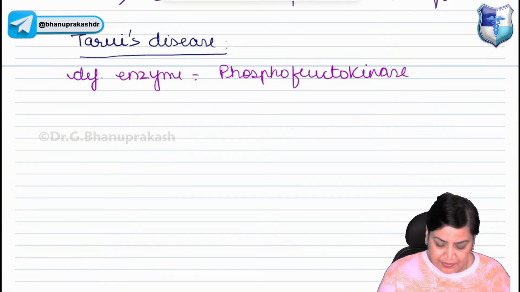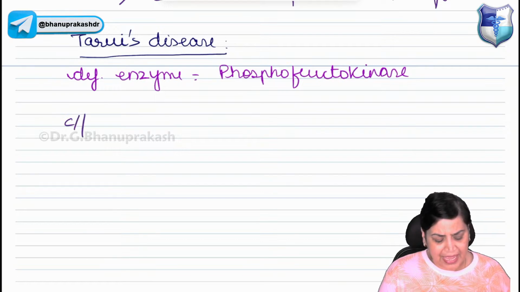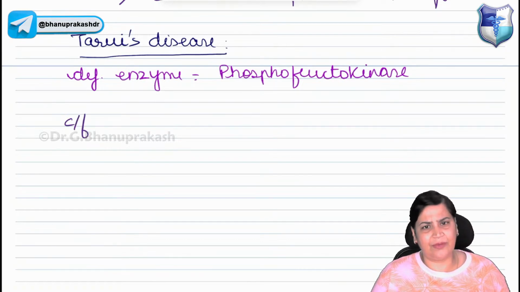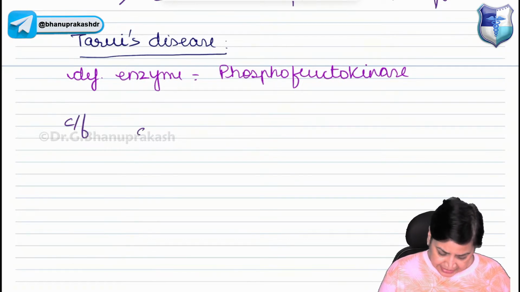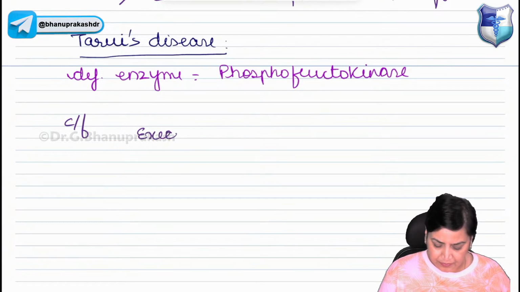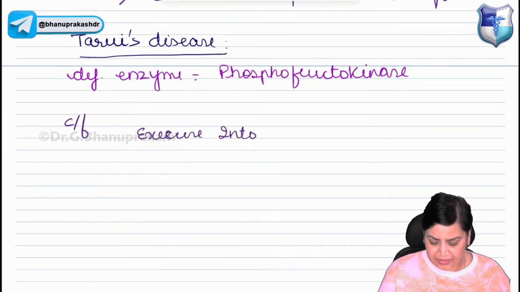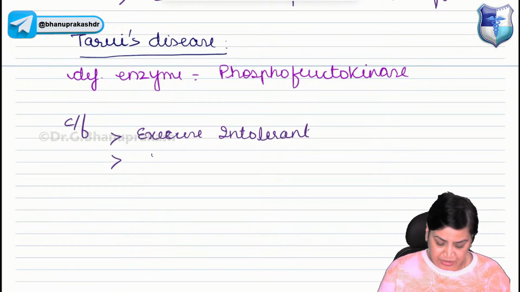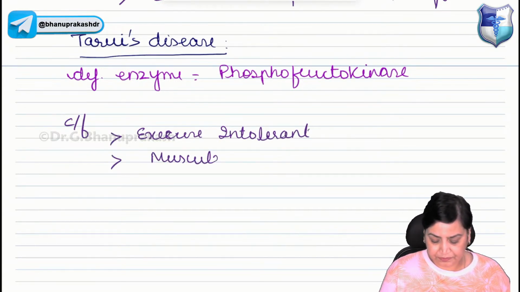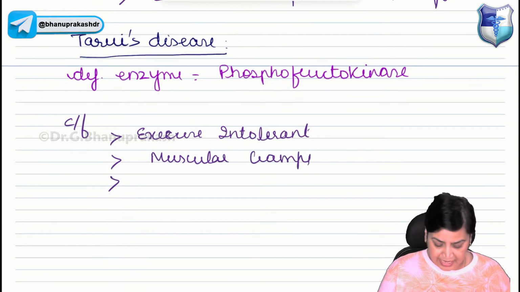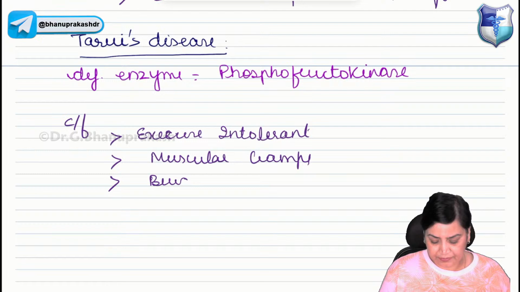Clear? So the clinical features are the same as McArdle. Exactly the same as McArdle, meaning exercise intolerance. Then muscular cramps, everything is same. Third important is again burgundy color urine.